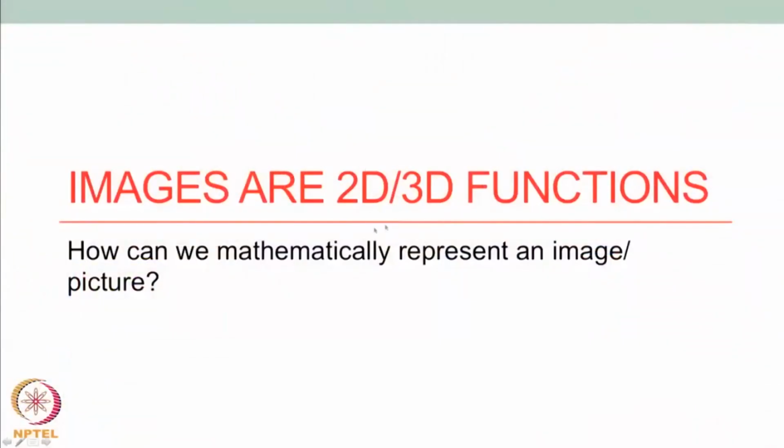Now we are going to go one step beyond. So today we are going to talk about images. Images are essentially 2D or 3D functions, and I will explain what I mean by this. The question that we will try to answer today is: how can we mathematically represent an image or a picture as a function? If we get an image, can we write a mathematical equation for it, or is there a way of mathematically representing it?